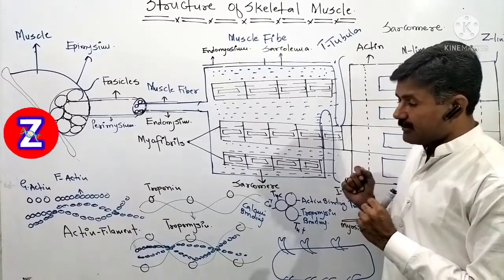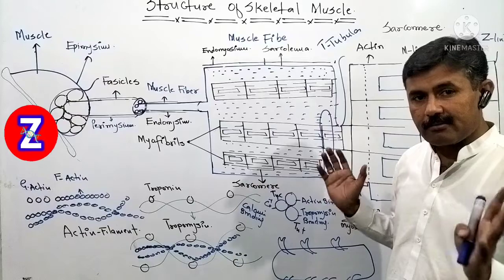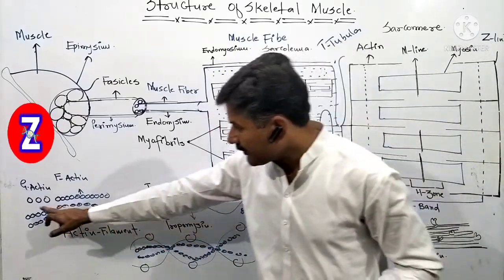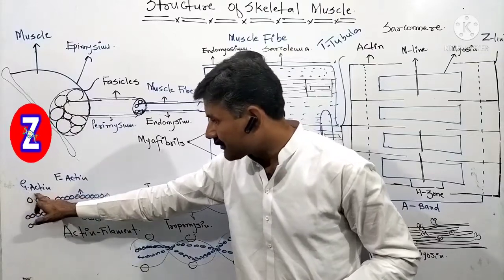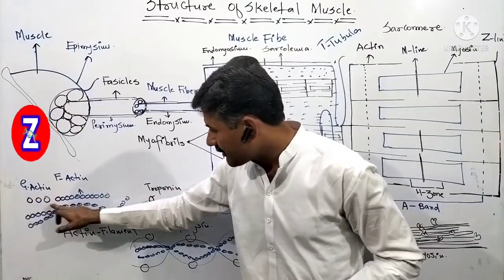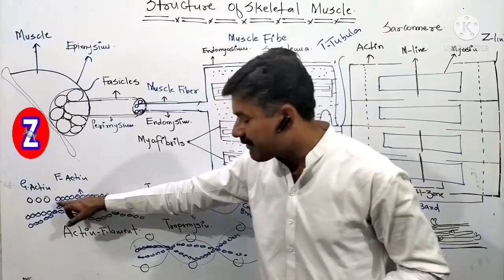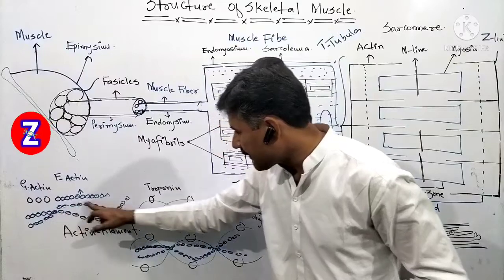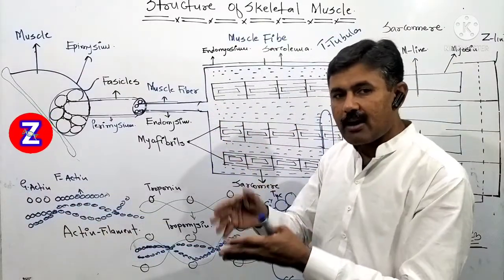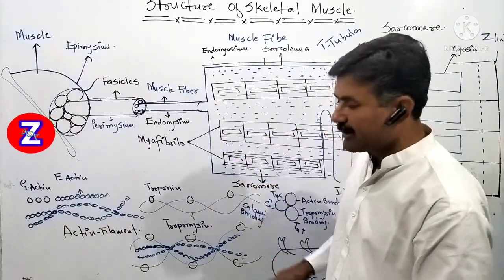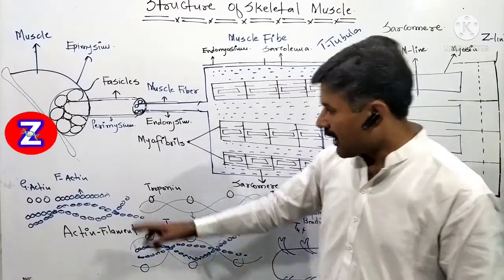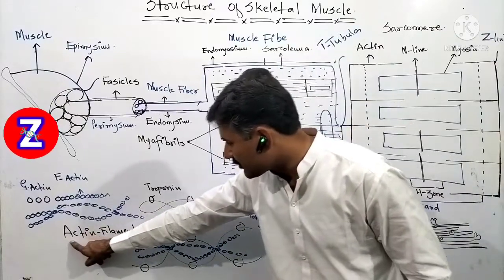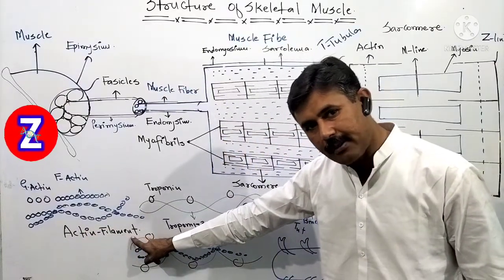So actin, we say that sarcomere is made up of actin and myosins. This is actin, and actin is made up of small subunits called G-actins. When G-actins combine, they make a fibrous actin called F-actin. Two chains of F-actin, when combined, arrange in a helical fashion, and this helix-like arrangement of two chains of F-actin makes a filament. We call this filament the actin filament.